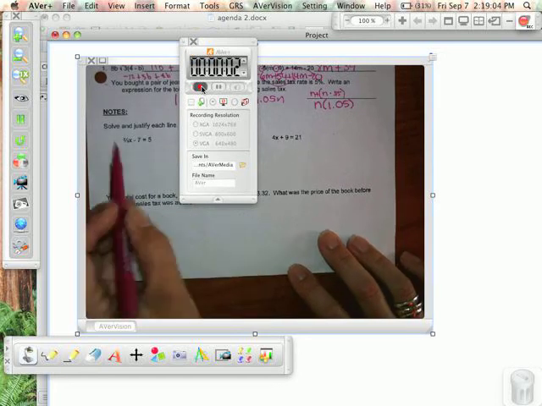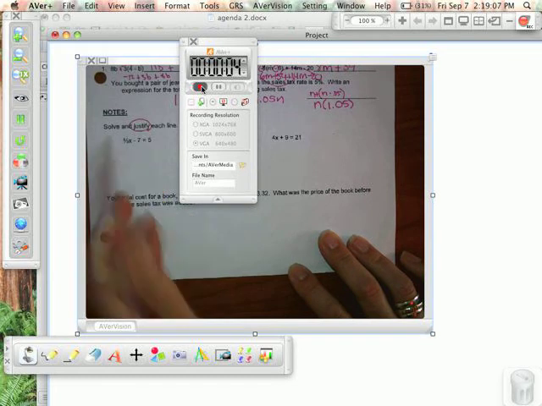So solve and justify. Justify just means plug your solution back in. I'm not necessarily going to do that, but just know that you should know how to do it for doing it on a test or whatever. So let's refresh our memory.